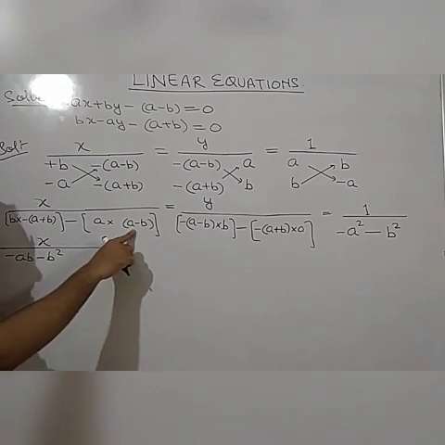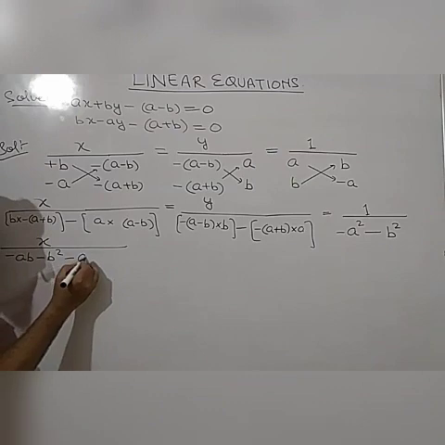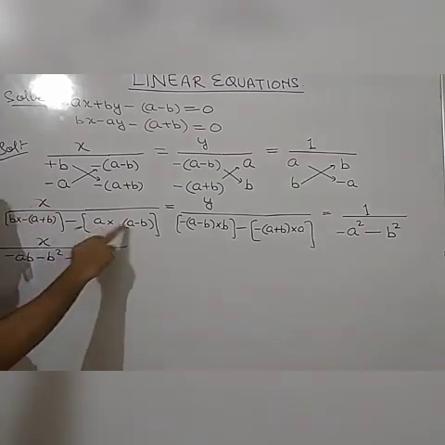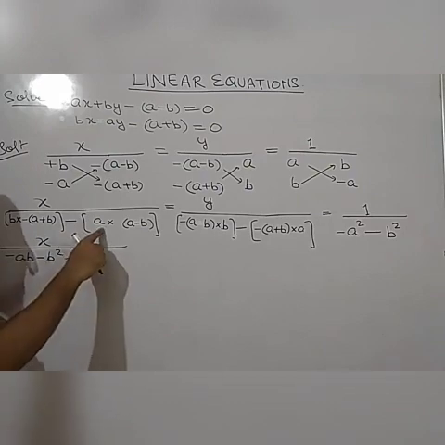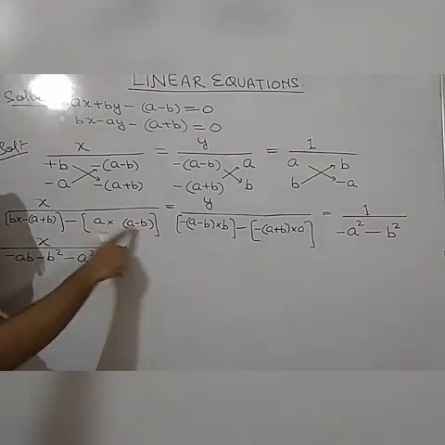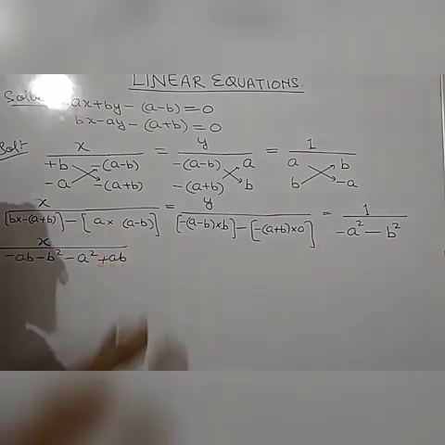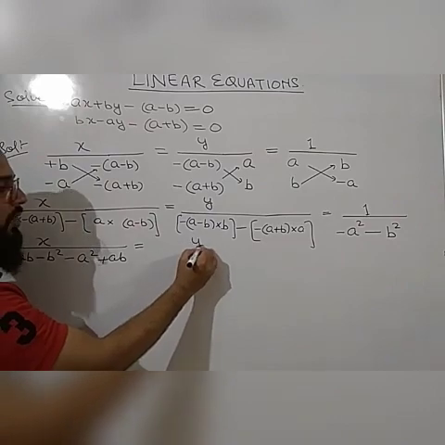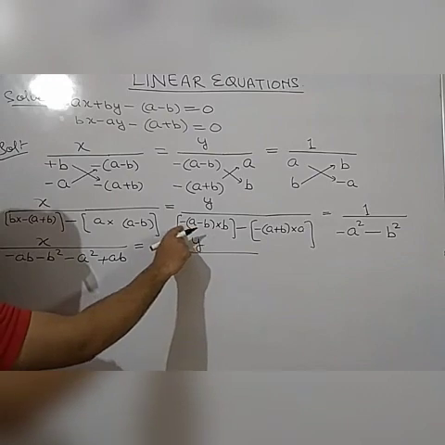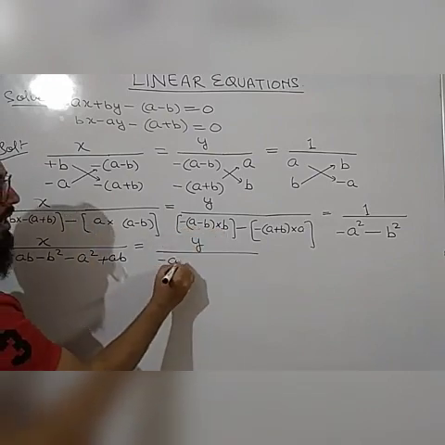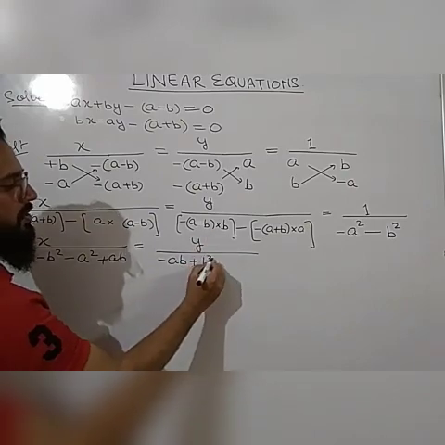Now a into a is a square. But when this minus sign will enter in the bracket, it will be minus a square. A into a square, and this minus sign makes it minus a square. A into minus b is minus ab, and when this minus sign enters, it will be plus ab. Now in the second bracket, it is y upon. This minus sign will enter inside, it will be minus a into b. It will be minus ab. Minus minus will be plus, and b into b will be b square.